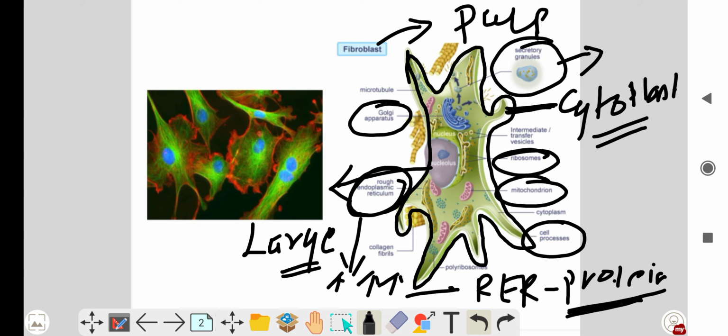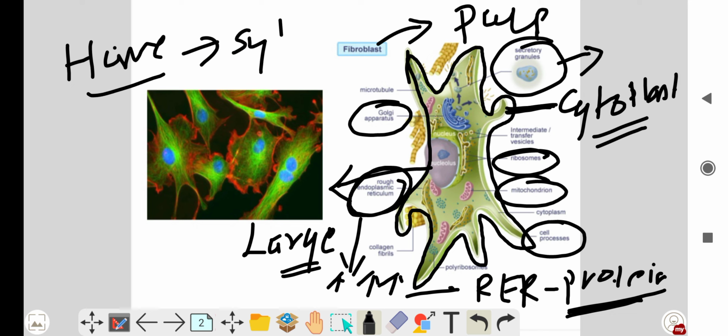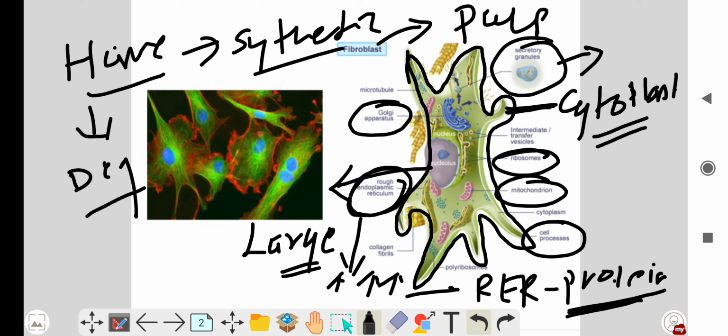So please remember, fibroblast has both functions: synthesis of the collagen fiber and degradation of the collagen fiber. So this is the basic structure of fibroblast.